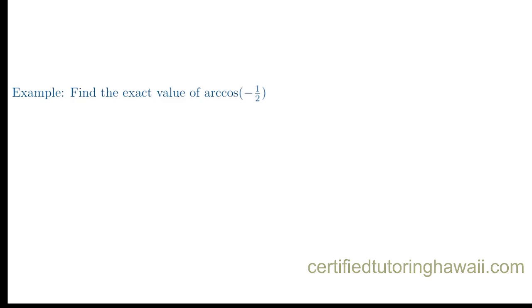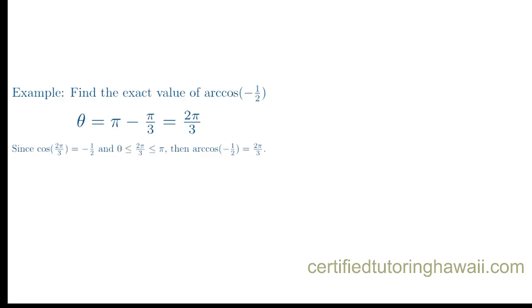Since our value is negative, our angle must be in the second quadrant, where cosine is negative. In the second quadrant, the angle with a reference angle of pi over 3 is pi minus pi over 3. So, our angle is 2 pi over 3. Is 2 pi over 3 in the range 0 to pi? Yes, it is. 2 pi over 3 is about 2.09, which is less than 3.14. Therefore, the arccosine of -1/2 is 2 pi over 3.